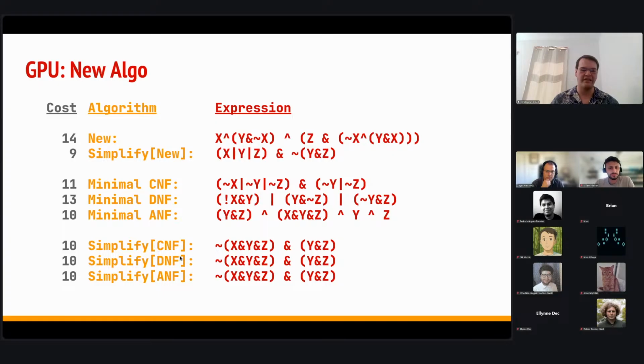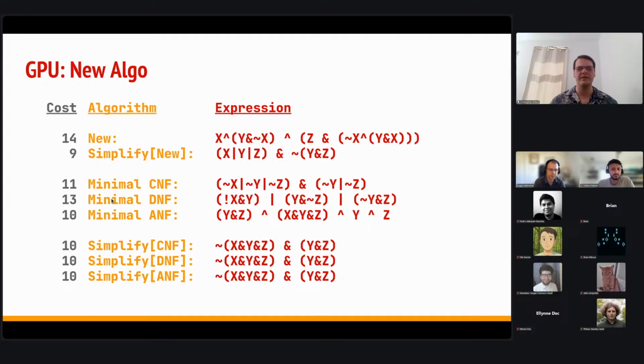So here we have a comparison for a bunch of different algorithms you might use for this sort of thing. You can see the conjunctive normal form and disjunctive normal form and algebraic normal form all produce answers with 11, 13, 10 gates. If you simplify them, you always get this same 10-gate solution though. But my algorithm produces a 14-gate one, but if you simplify it, it gets down to only 9 gates, which is better than all the others, even in this very small scenario.